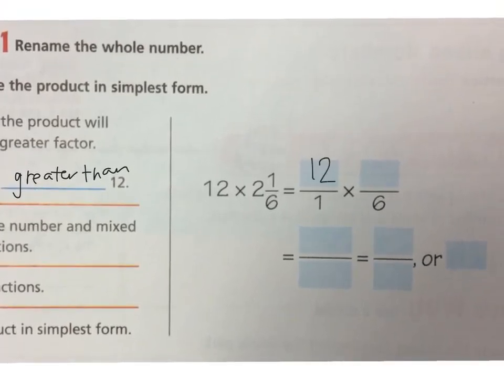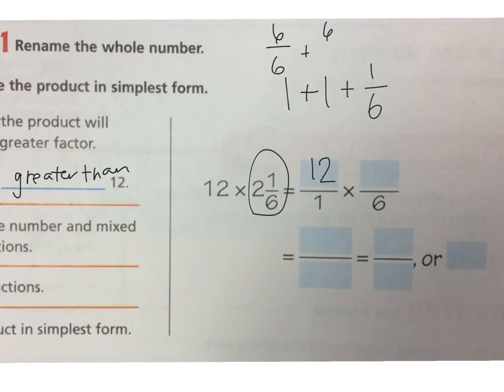Yeah, 12 over 1. Okay, how can I change 2 and 1/6 from a mixed number into an improper fraction? Ashi? Yeah, so it's 1 plus 1/6, right? Which is 6/6 plus 6/6 plus 1/6. Exactly. So how many sixes is that? 13/6? Good.